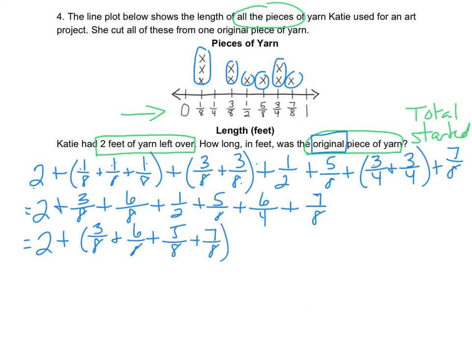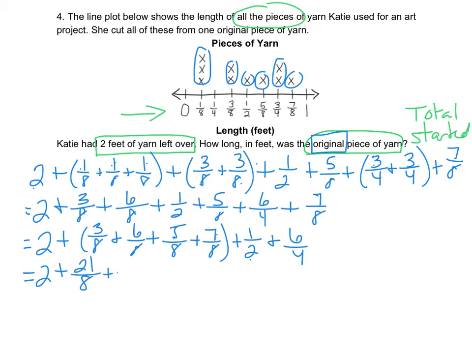Okay. So now I'm going to add what doesn't have 8ths. So I've got a 1/2, and then I have a 6/4. So now I'm going to add those parentheses. 2 plus 3 plus 6 is 9. 9 plus 5 is 14. 14 plus 7 is 21, and I know my denominator stays the same. So I have 8ths here, and I have halves and fourths.